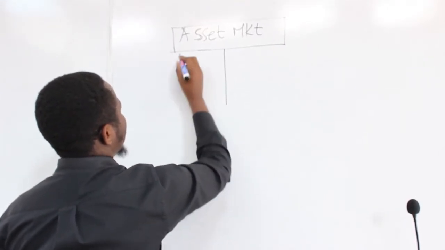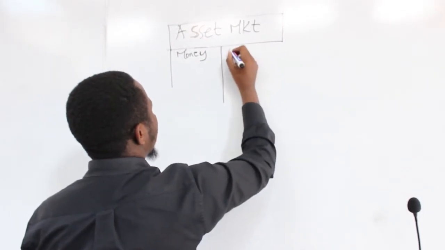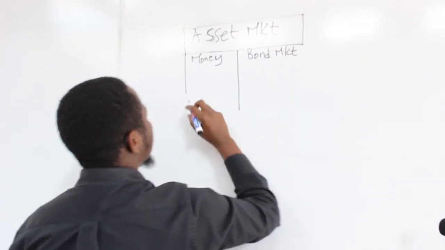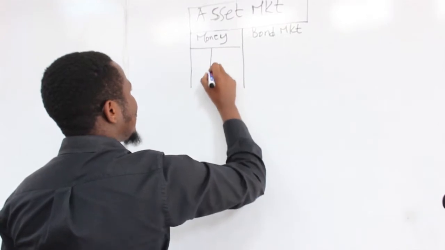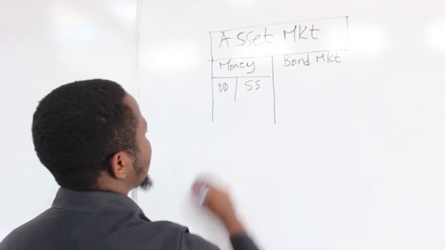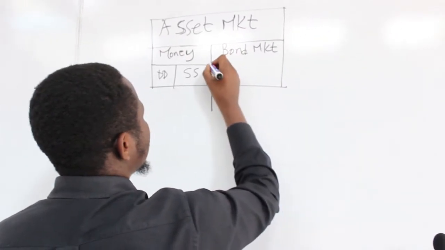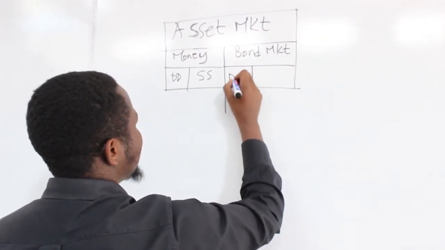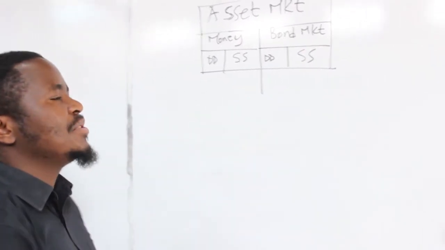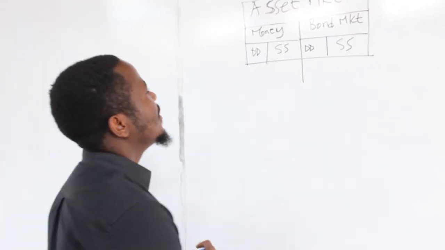Note that we could have the money market, and we could also have the bond market, which are examples of asset markets. And within the money market, on one side we have demand, and on the other we have the supply of money. Again, for the bond market, we could also have the demand for bonds on one side and the supply of it on the other, which are forces that will determine the equilibrium of these two markets respectively.